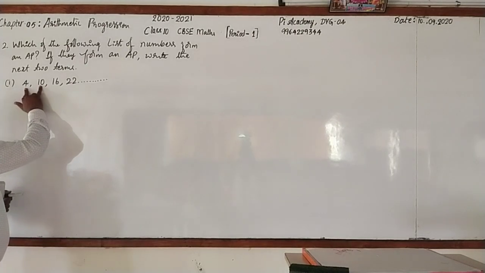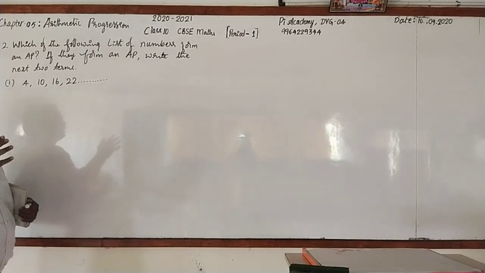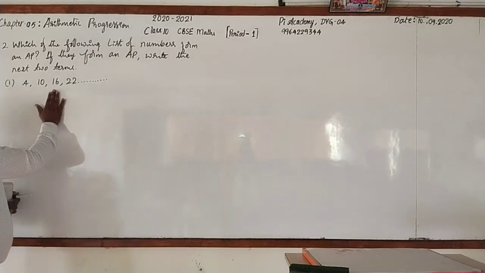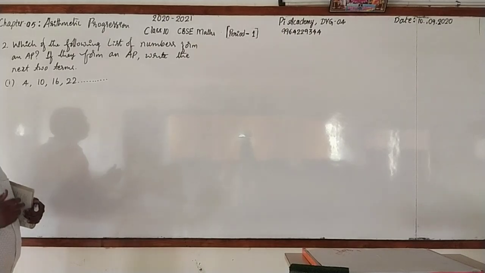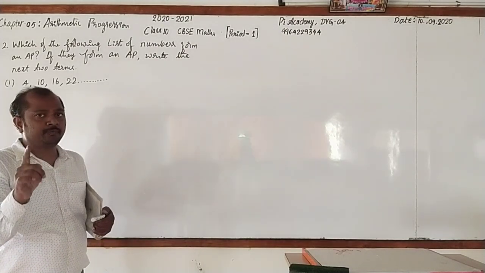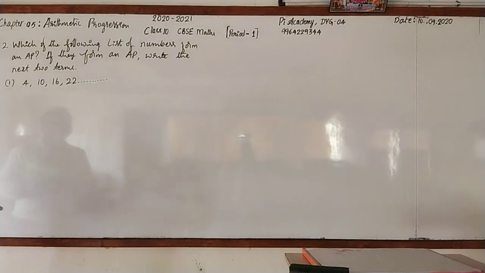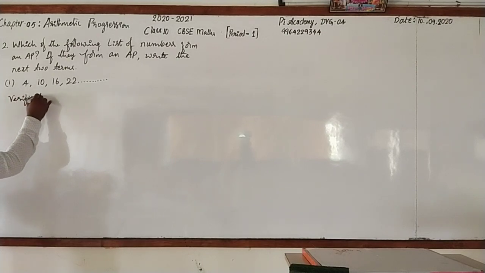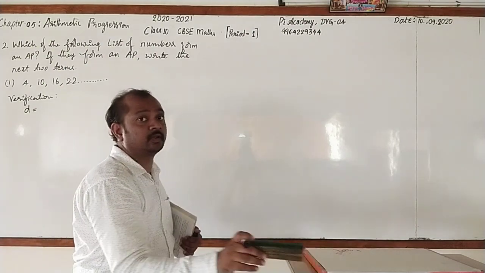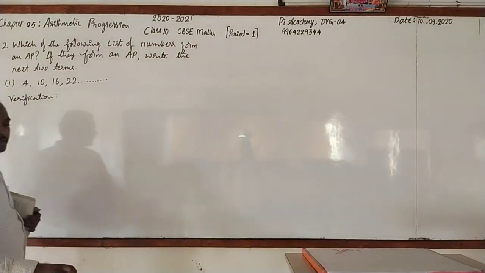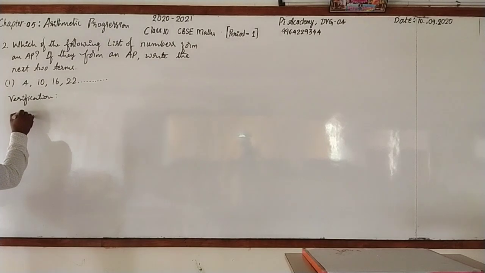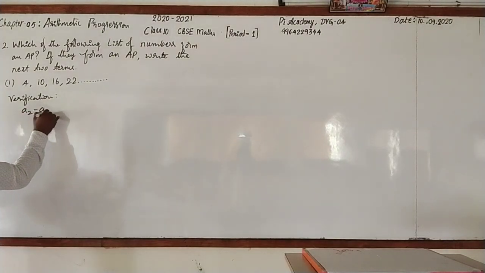It is first term, this is second term, 16 is third term, 22 is fourth term. You have to check whether these are in AP. How do you go for checking an AP? If it forms an AP, it must have the common difference. Yes, now let us go for finding the difference. First, hence I'll go for verification to answer this. Here, D is equal to, I cannot write the common difference directly because we have to check whether it has. Hence, I'll write A2 minus A1.